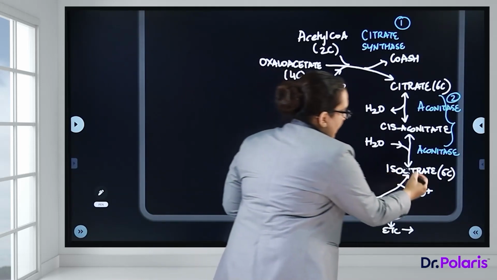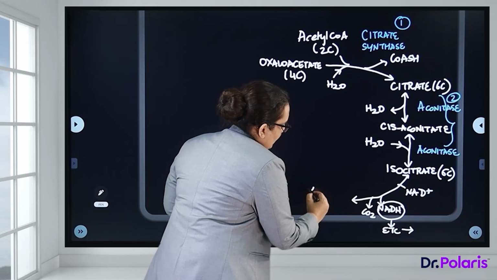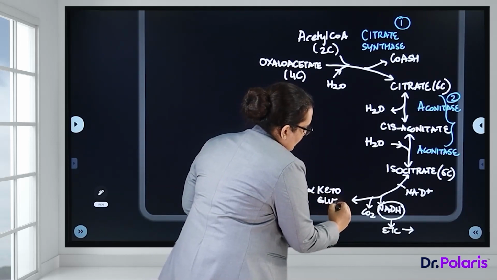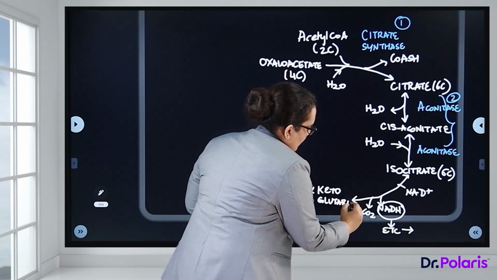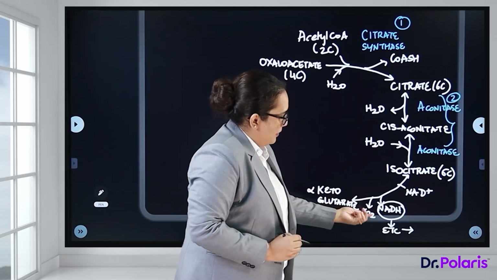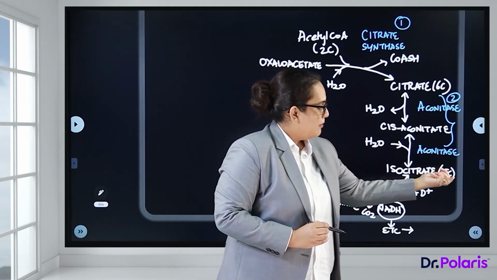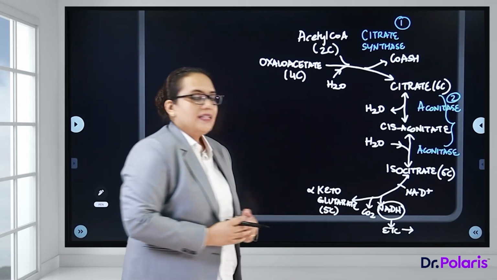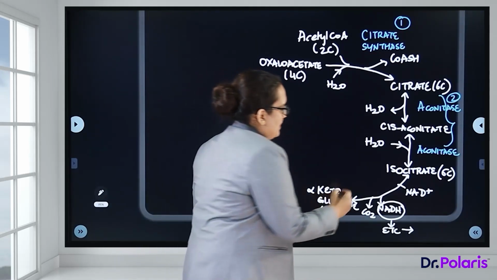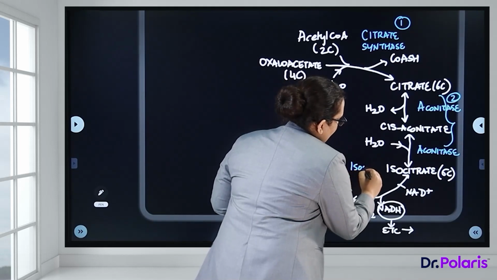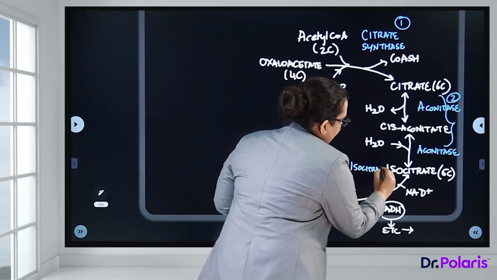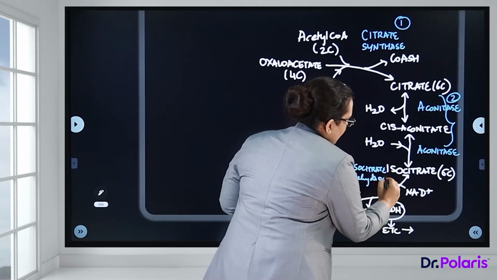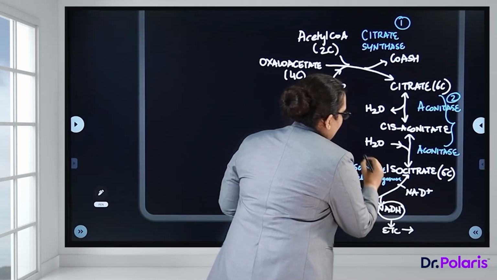And here you see that isocitrate gets converted to alpha ketoglutarate. With the removal of a carbon dioxide from isocitrate, the 6-carbon compound gets converted to a 5-carbon compound. The enzyme which is required to catalyze this step is known as isocitrate dehydrogenase. And this becomes the third step.